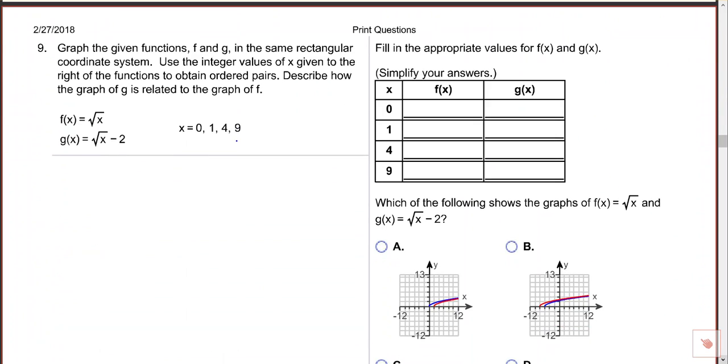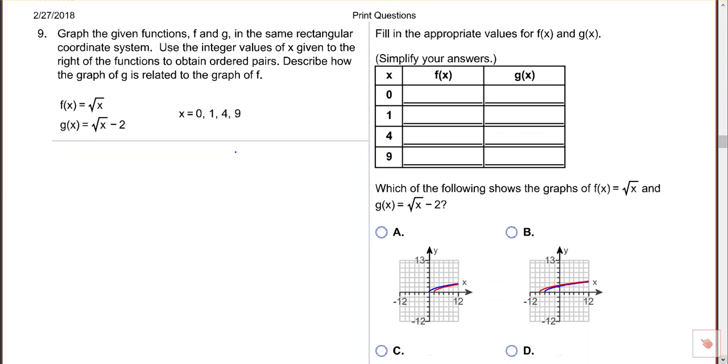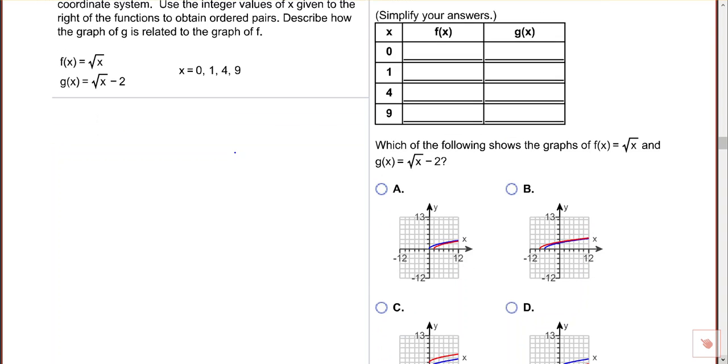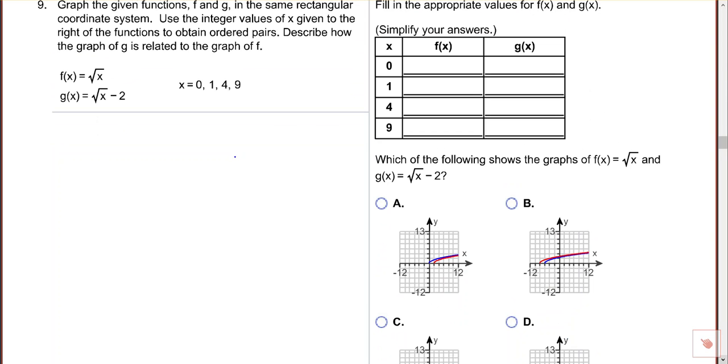Okay, so this one is similar, number 9. So you create your tables, and it says which of the following shows, and then you see which one of those graphs show the 2 graphs, and they give you x values to plug in here. So remember, if you have a number outside of that function of x there, like that -2, then that's a downward shift for that particular graph.